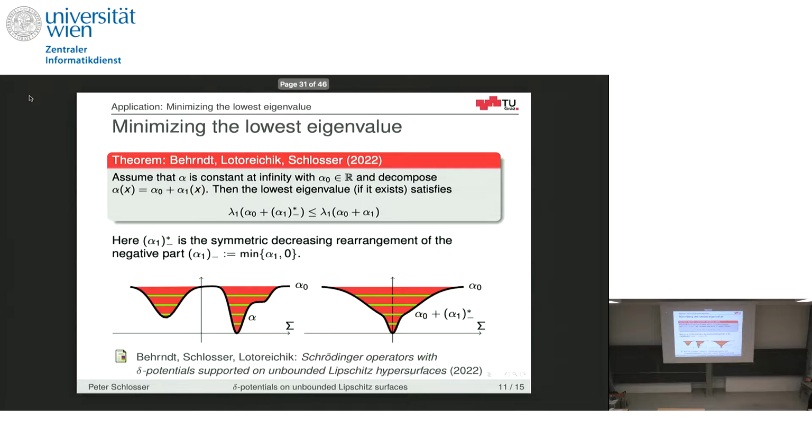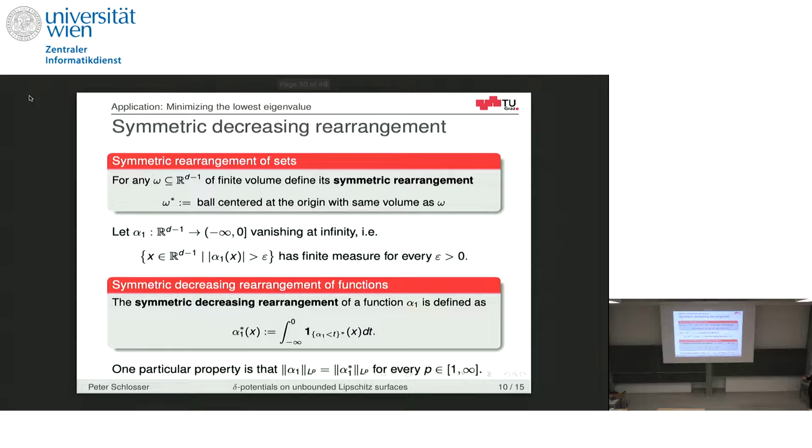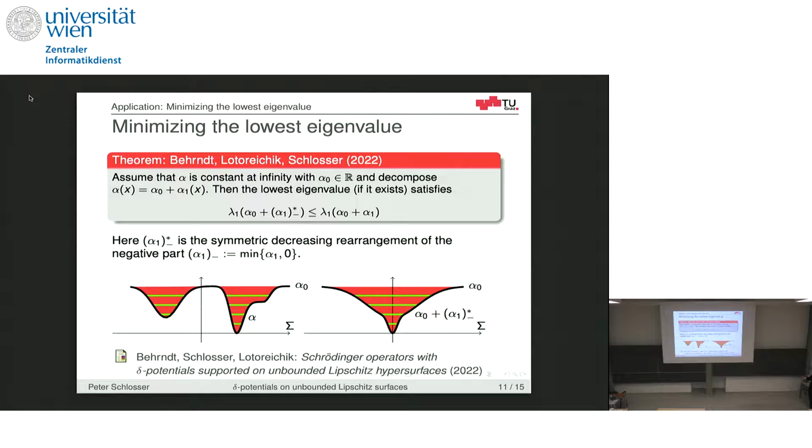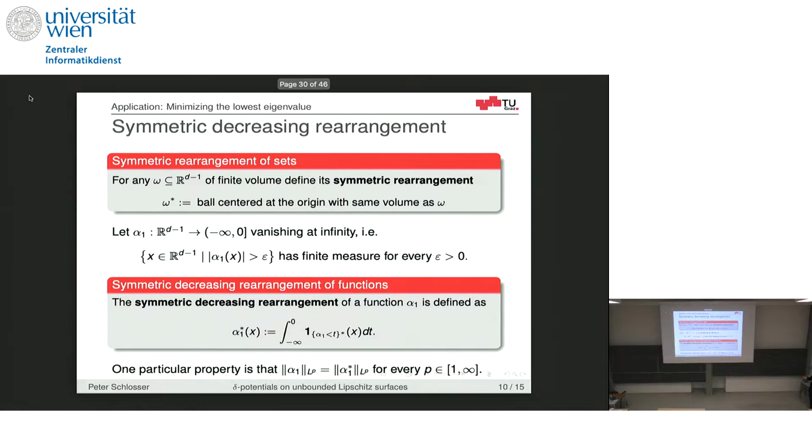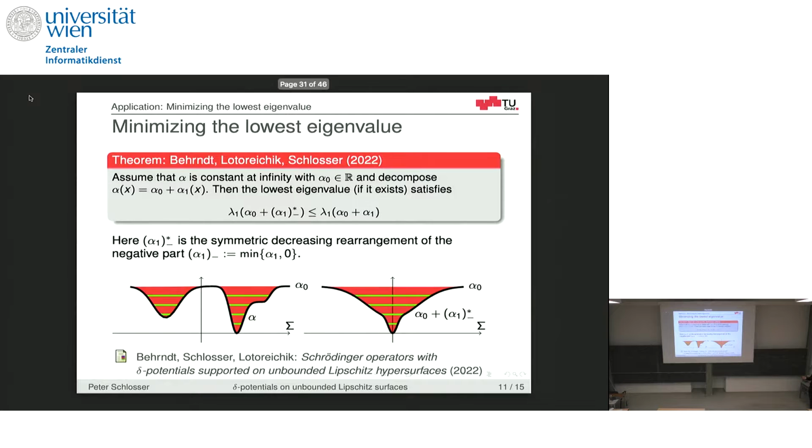Okay, and what we've proven is the following. Assume that alpha is again constant at infinity. This means that alpha is some alpha 0 plus some alpha 1, where alpha 1 has some decay or vanishing at infinity like this. Then, in this case, we know the exact value of the essential spectrum I showed you before. It's just minus alpha 0 squared over 4 when alpha 0 is negative, and it starts at 0 when alpha 0 is positive.